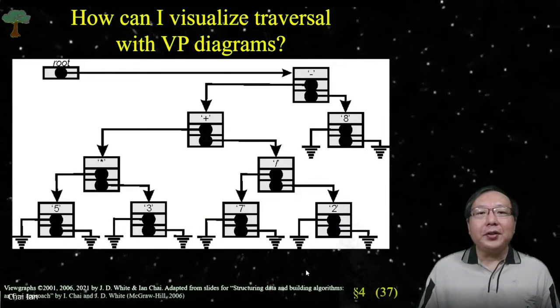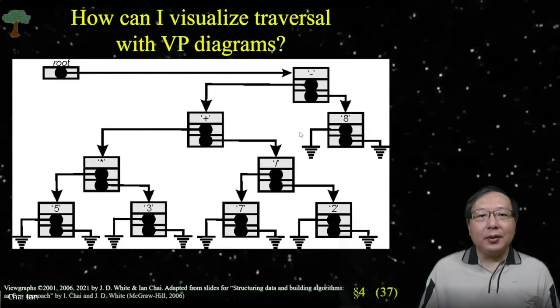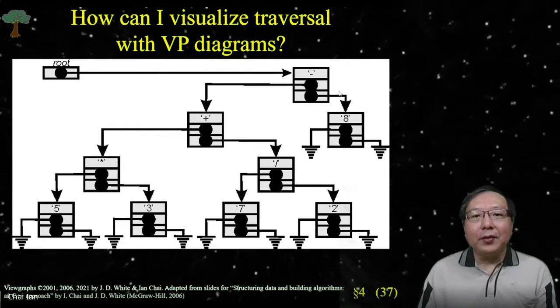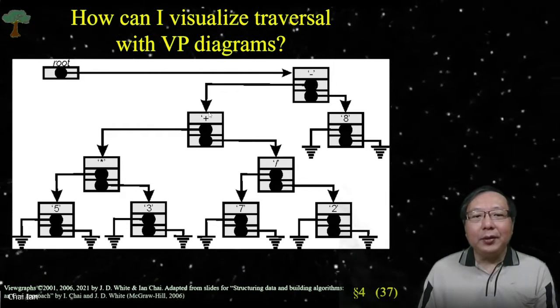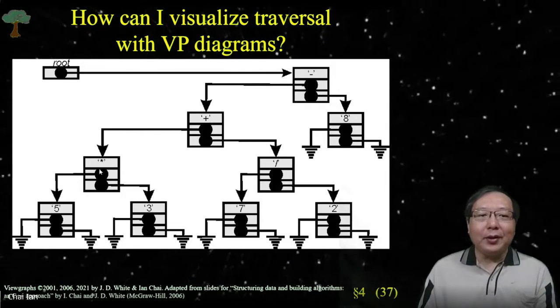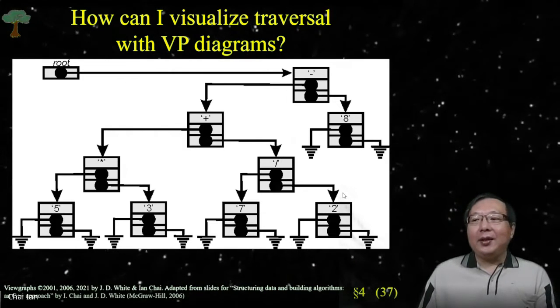How can I visualize traversal with VP diagrams? Here we start at the root, we traverse, we go here. We either do left child, middle, right child, for example. So if I do left child and go here, I go left child. The VP diagram follows exactly what we're doing.